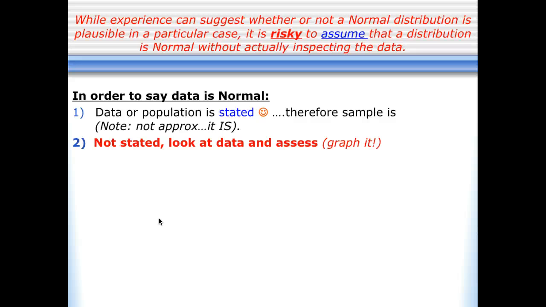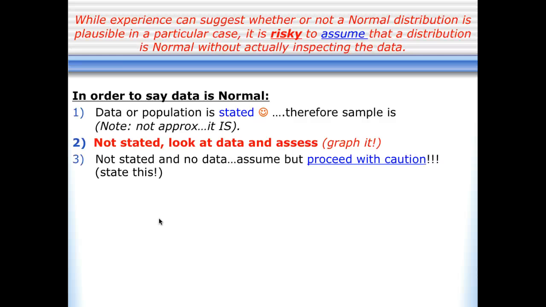The next is if it's not stated within a problem, but you're given the data, you can graph it and try and assess whether or not it's approximately normal. Now the last one requires the most risk. If it's not stated in the problem and you're not given the data, you have to assume it and proceed with caution. By assuming it, you're simply identifying to the reader that while the data might not technically be normal, therefore your calculations might not be accurate based off of that assumption. I always say the phrase proceed with caution because it identifies the fact that I'm aware my calculations might be off if normality isn't true, and I'm simply identifying that case.